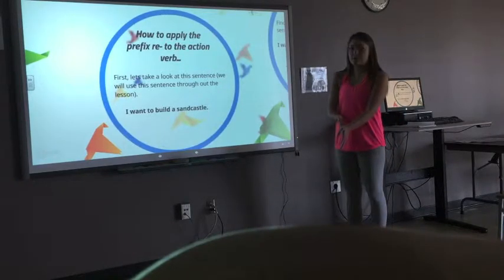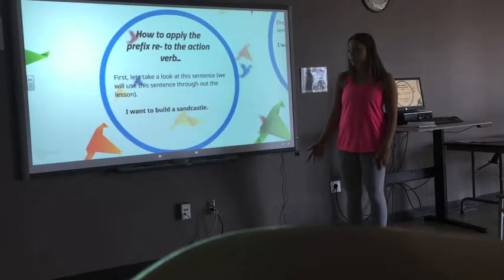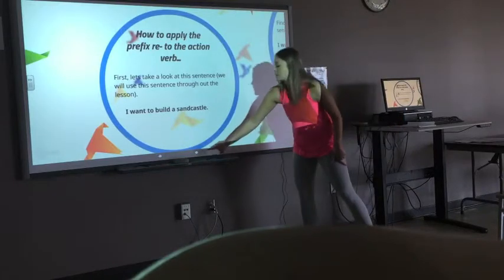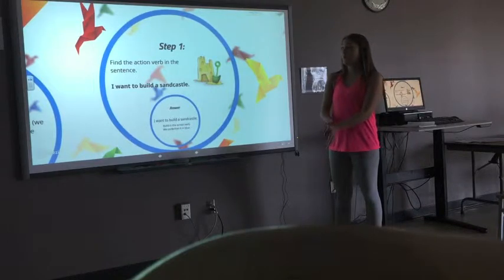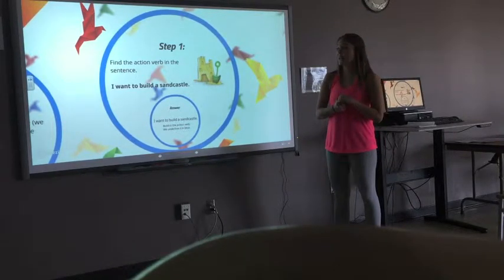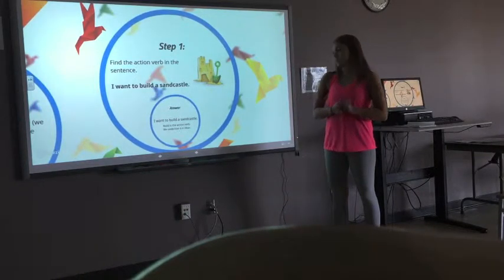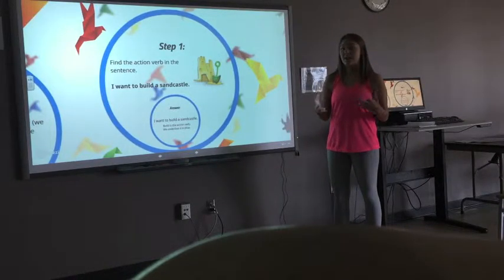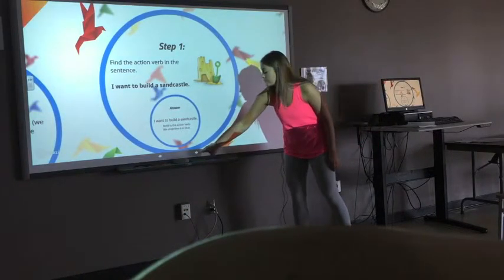Now, how to apply the prefix re to an action verb? So first we're going to take a look at the sentence below. I want to build a sandcastle. So step one, we're going to find the action verb in the sentence. So once again, we're looking at the sentence, I want to build a sandcastle. So for instance, if someone came along and knocked down your sandcastle, then you would want to rebuild the sandcastle. So to start us off, we're going to find the action verb.